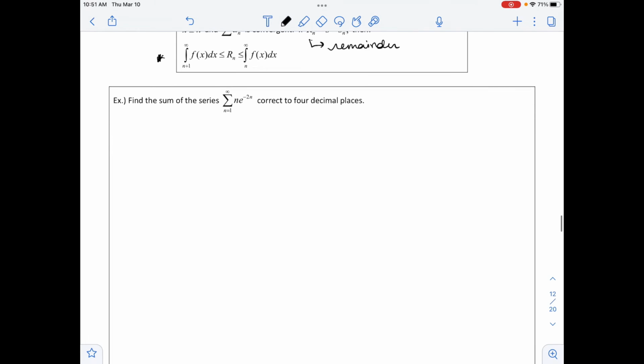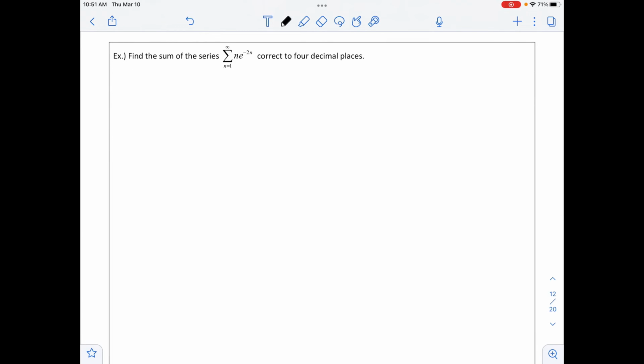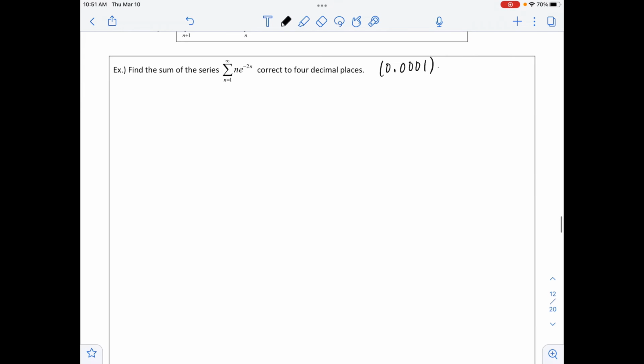So the example right below this says find the sum of the series, and it's the sum from n equals 1 to infinity of n e to the negative 2n, correct to 4 decimal places, which means it needs to be correct to 0.0001. And so this means that our remainder, or that error, has to be less than or equal to 0.0001.